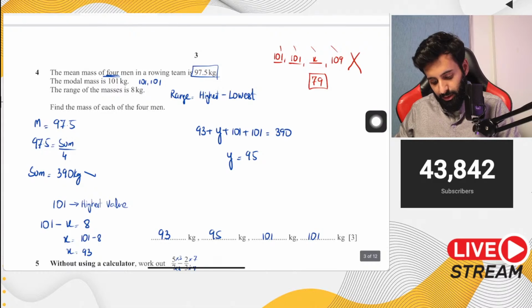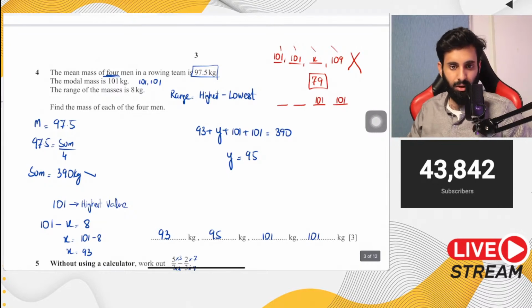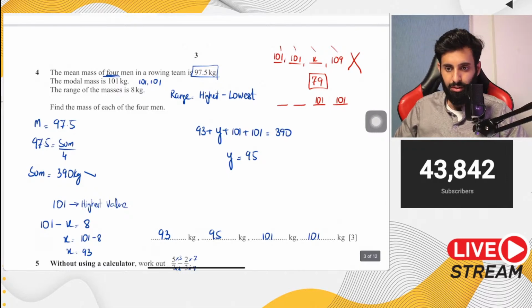The only way that this is possible is if you take 101 to be the end values. Okay. So it doesn't matter if that's how you did it initially, but once you realize, you can always cross it out and do it the other way.